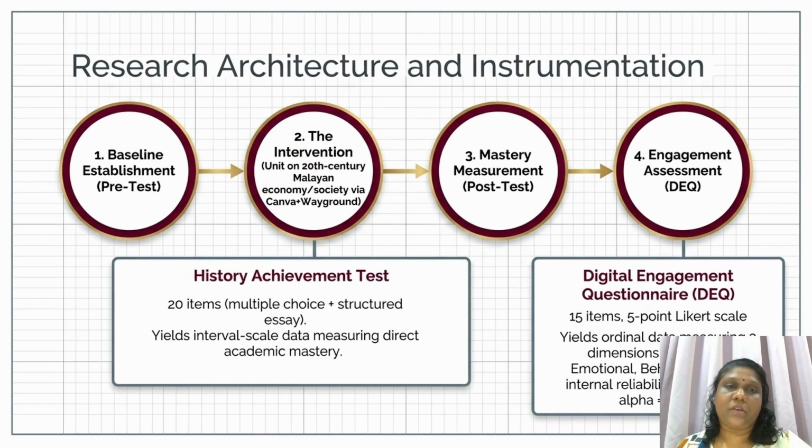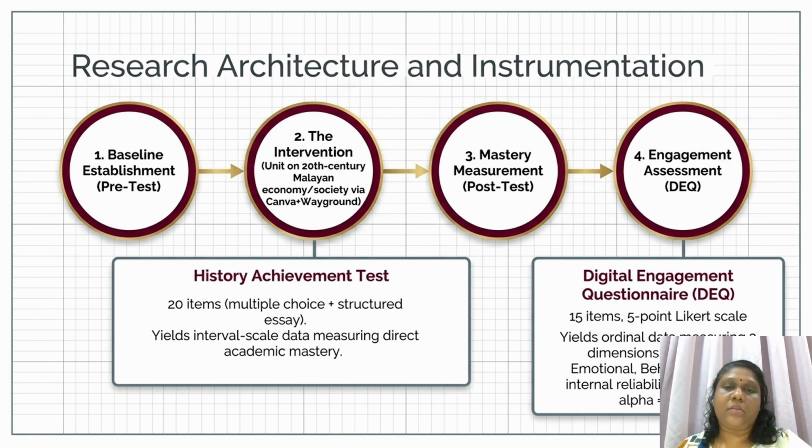Okay, so the research architecture and instrument. First is the baseline, which is the pre-test. The second one is the intervention: the 20th century Malayan economic and social history, with the background and Canva. They are doing 20 items as a test, multiple choice and structured essay.